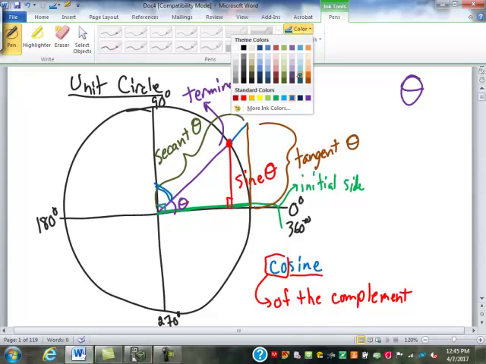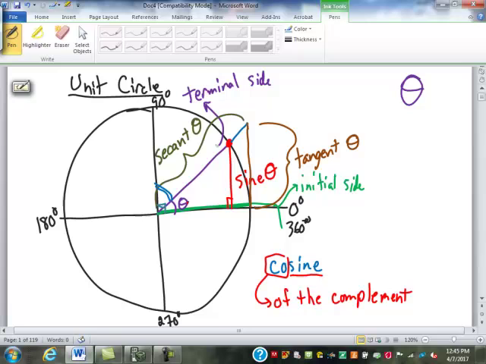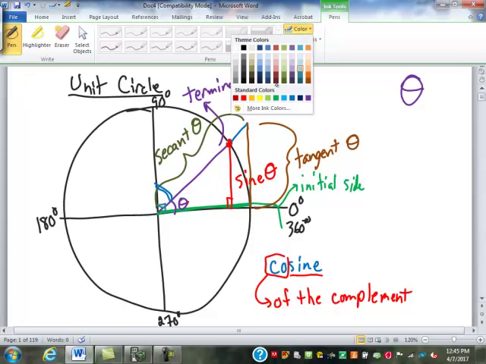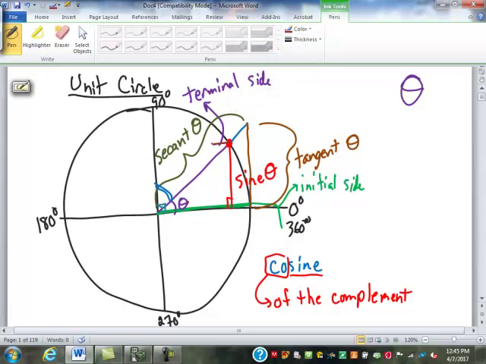So its sine would just be the distance. I'm going to use reddish. The distance from here to here. When we do the cosine, the complement means we're going to use this as our reference axis. The vertical axis is our reference axis. So that would be the cosine.